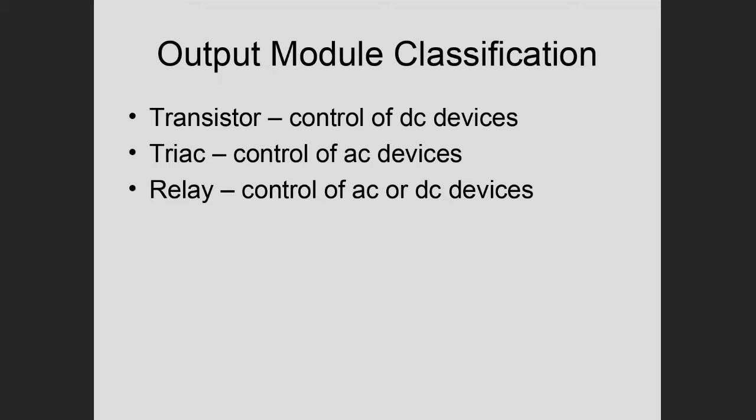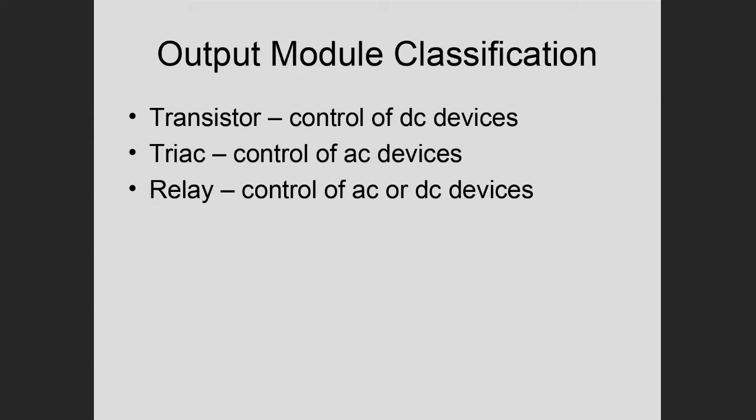Transistor, triac, and relay. I think on the quiz it's something like, name 3 types of output devices. I forget how I asked the questions, but this is the slide I'm referring to. Transistors, triacs, and relays. The first 2, the transistor and the triac, are solid state devices. Remember, the term solid state means no moving parts.